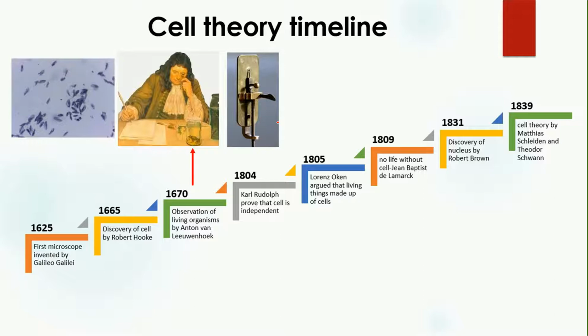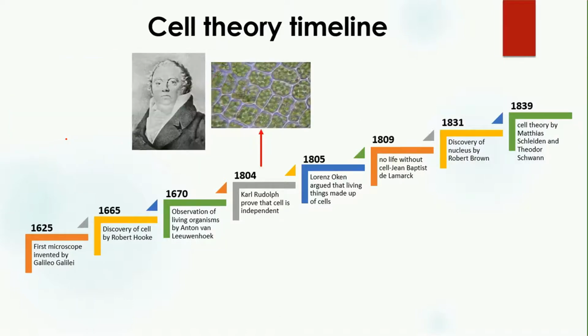In 1670, Leeuwenhoek observed living things in a drop of pond water for the first time using his single lens microscope. This was the microscope that was used by Leeuwenhoek, and this point here was the lens which was used to magnify the small organisms present in the pond water, and this is the image. These were the small organisms. He named these organisms animalcules, which means miniature animals or small animals.